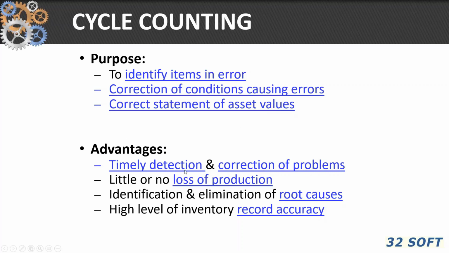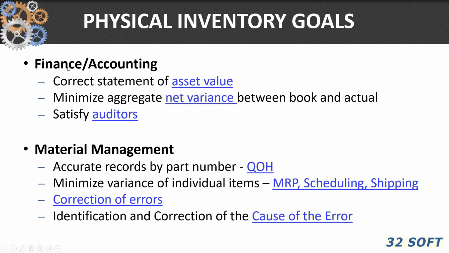The advantages of cycle counting are that it's timely. The correction of problems happens almost immediately. There's little or no loss of production, as we'll see with the physical inventory. And we can apply the logic of root causes to the elimination of these errors and their occurrences. It's a high level of inventory accuracy.